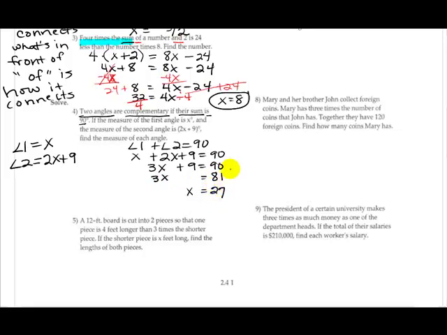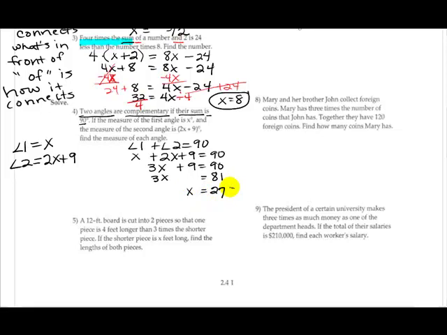And one of the angles, okay, did I mess up? I think so. 3x, 81, 27. Maybe not. Okay, that's right. Excuse me. That's right. I'm thinking the answer key I have here is wrong.